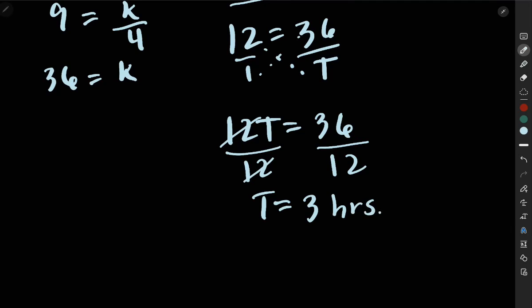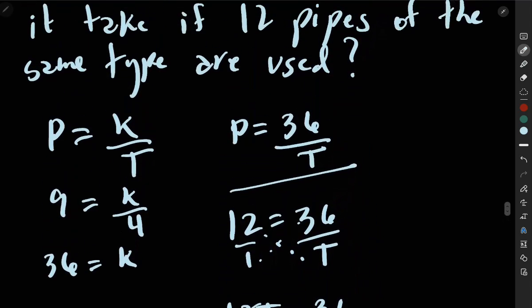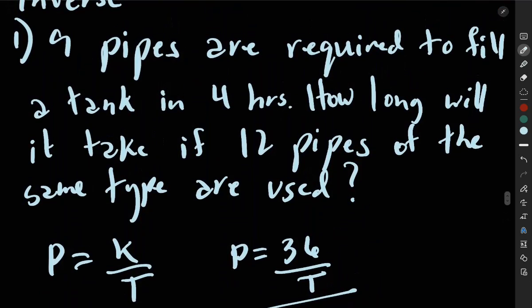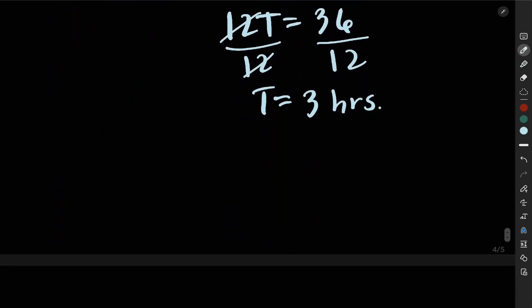So that means for 12 pipes, it takes 3 hours for the tank to be filled. So it's 1 hour faster. Of course, because it's more pipes. It's 12 pipes already. Okay, so that is inverse. Another example for inverse.